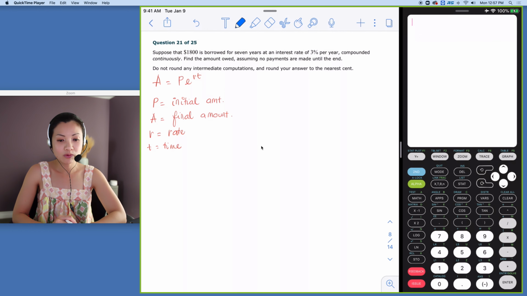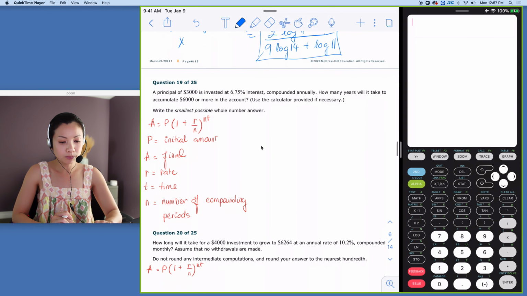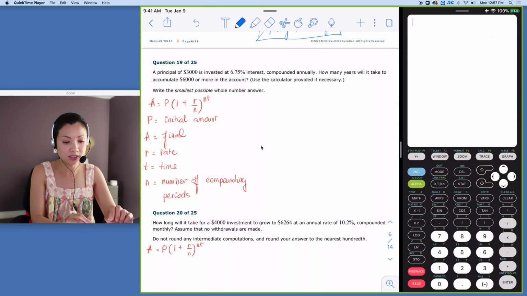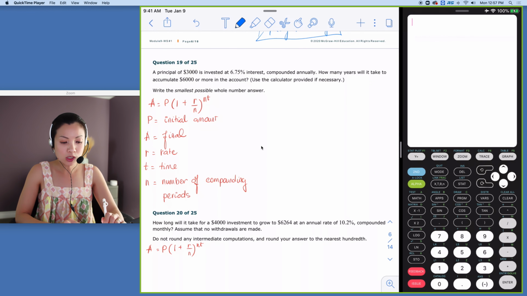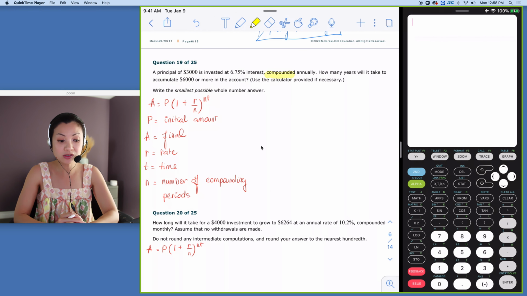Hi class, right now we're going to get into some application problems. For application problems, we have to know the formula, and I have written down the formula for you. A equals P times 1 plus R over N to the NT. This is for compounding periods problems. So every time you see the word compounded, you're going to have to use this formula.